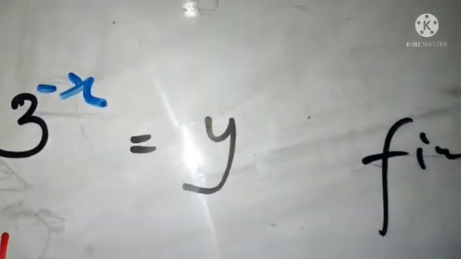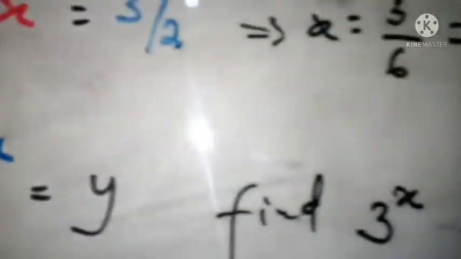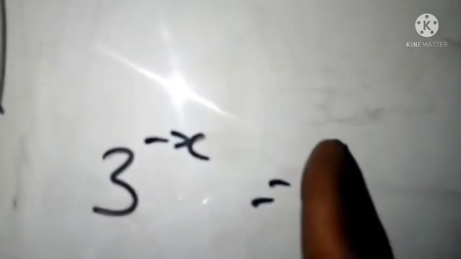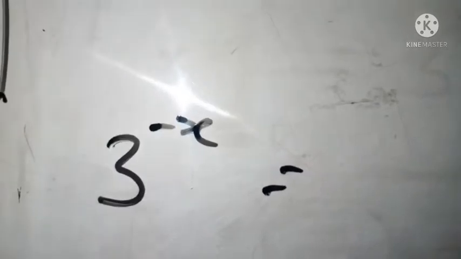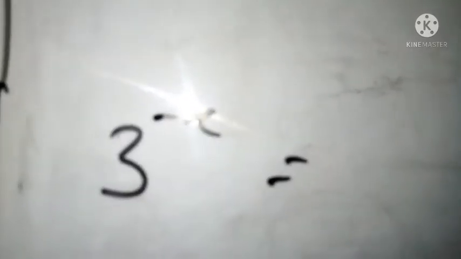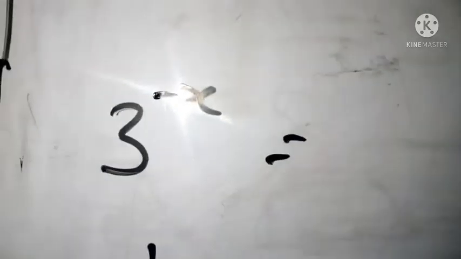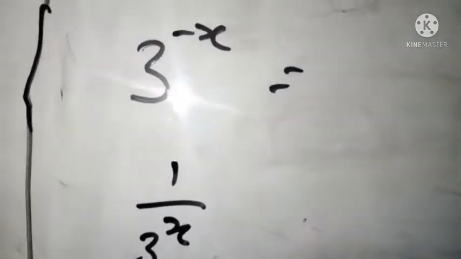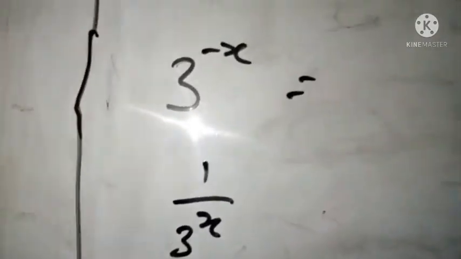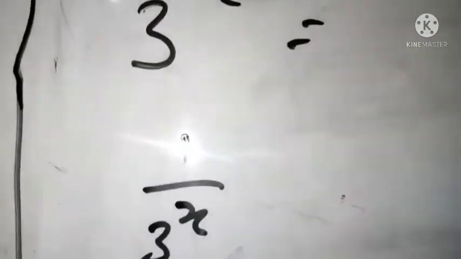The trick here is that when you have something raised to a negative power, let's have a look at that. So let's say I'm having 3 exponent minus x. This is what we are having, right? Here, this guy we can just rewrite to be what? 1 over 3 exponent x. Is that okay? You can just rewrite that to be 1 over 3 exponent x.